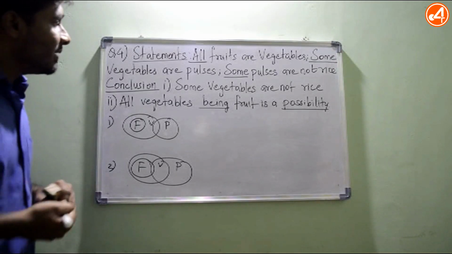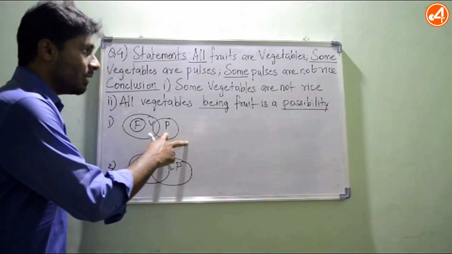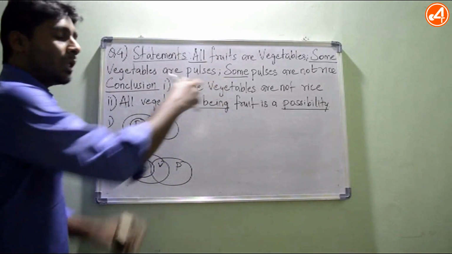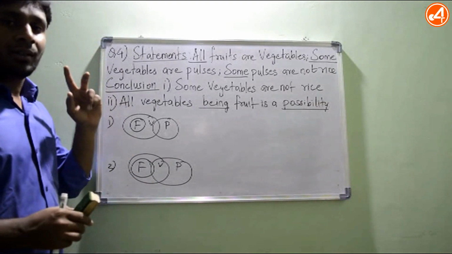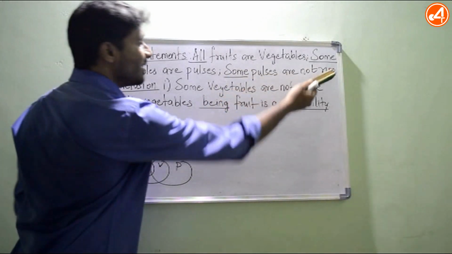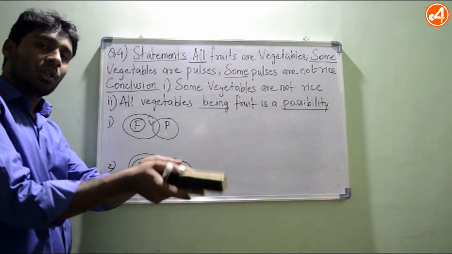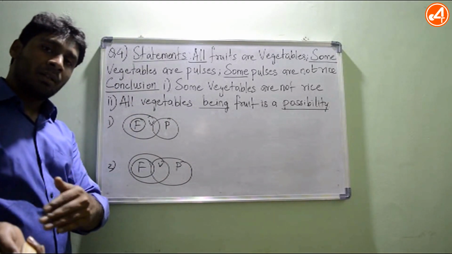The third statement states that some pulses are not rice. Some pulses are not rice, which means what? If only some pulses are not rice, what about the remaining pulses? They can be rice also. So again, just check the two meanings for the given statement. It is given that some pulses are not rice. So if some pulses are not rice, it means that only some of the pulses are not rice here. But what about the remaining part of the pulses? They can come under rice.